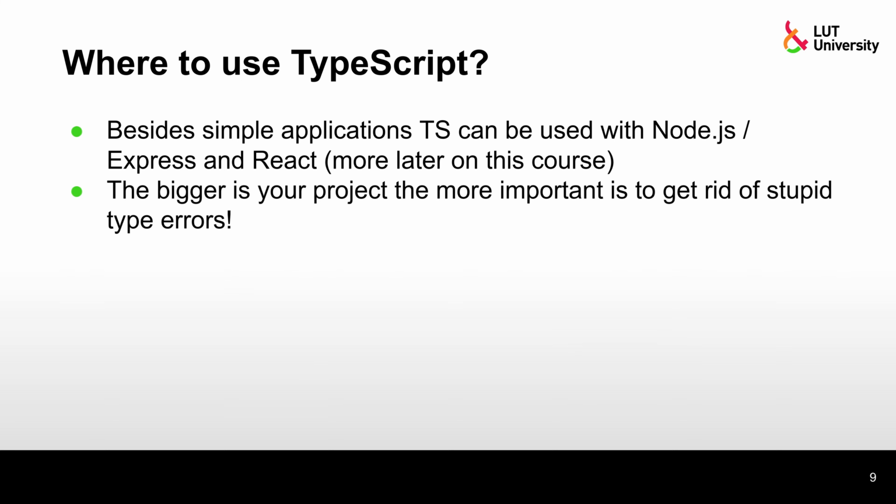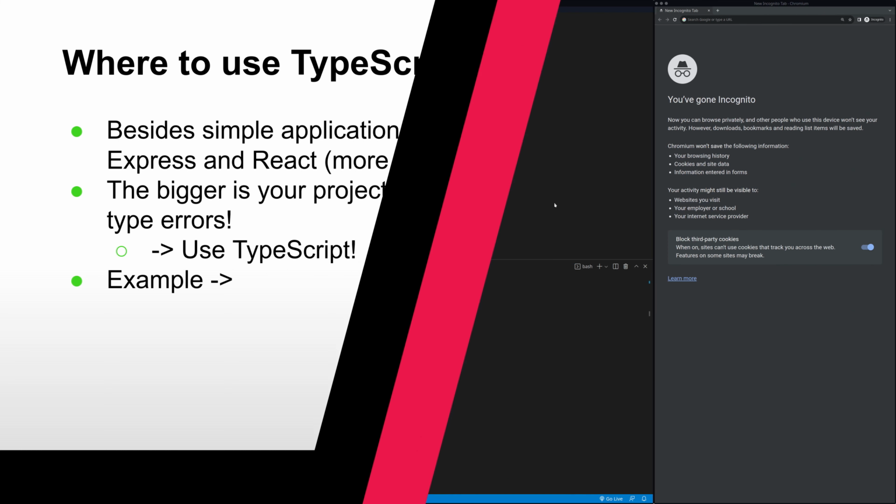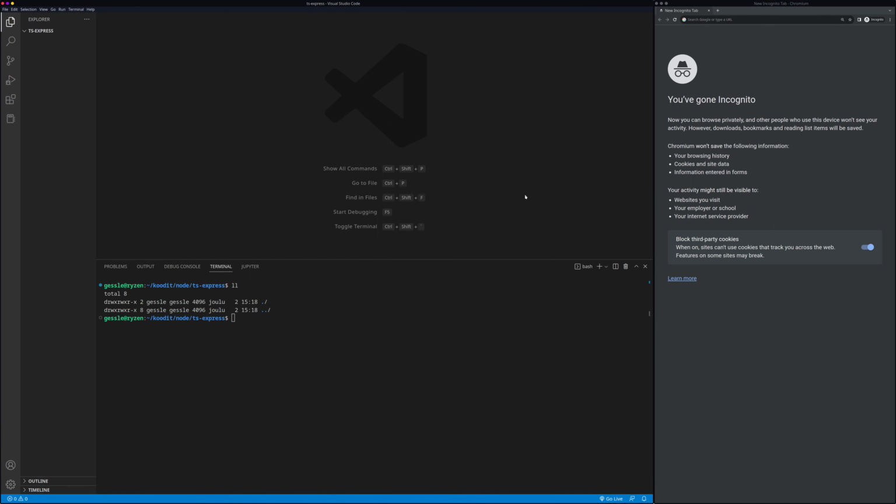So the bigger your project is, the more important it is to get rid of those stupid type errors, and TypeScript is the tool to get rid of those. You have to set the types, then you cannot mess them up. So TypeScript is the tool to use here. So let's have a bigger example of how you can use TypeScript in Node.js. Let's try to build a project where we are using TypeScript and Express, and of course Node.js and a lot of other modules. So we will start this by initializing a new project.